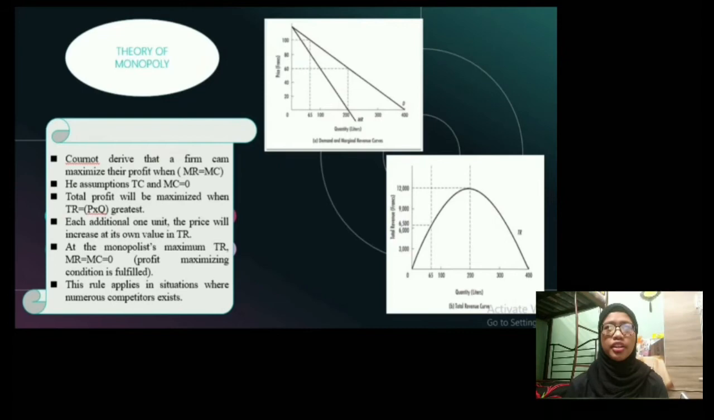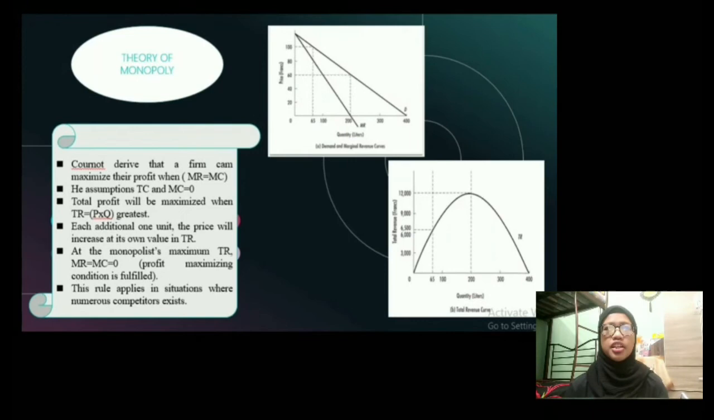Cournot assumed that the total cost, and therefore the marginal cost, of obtaining the mineral water is zero. This is the example. In that case the total profit will be maximized at the quantity of output where the total revenue, P times Q, price times quantity, is the greatest. So using calculus, Cournot pointed out the quantity is where the derivative of the total revenue function, the marginal revenue, is zero.